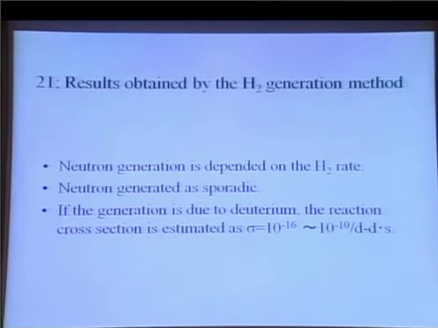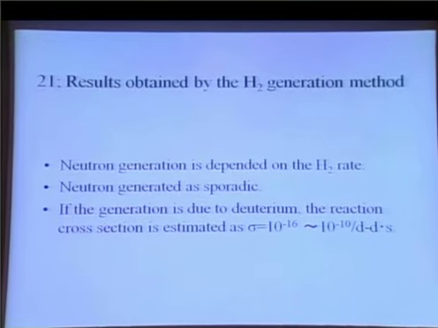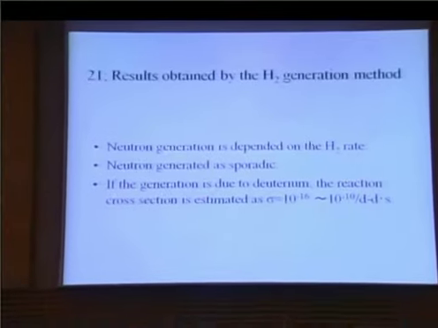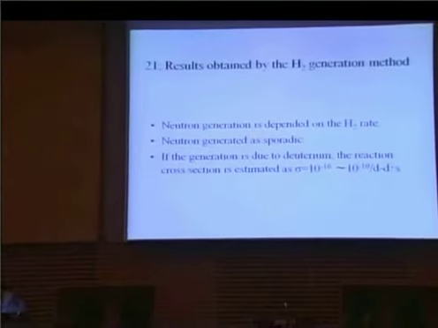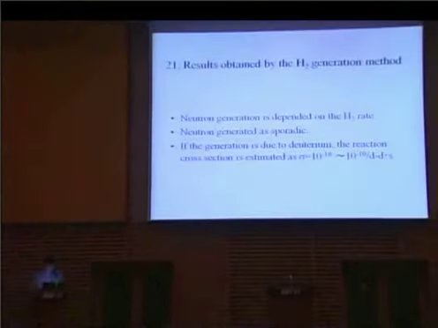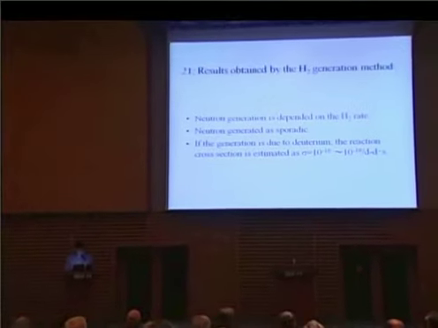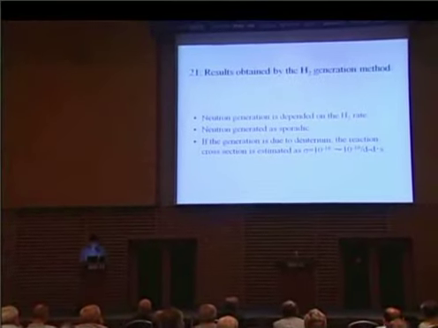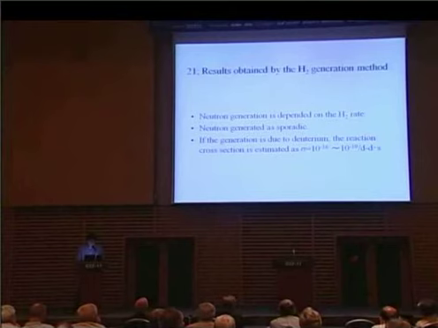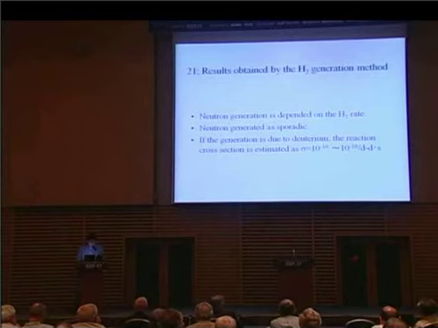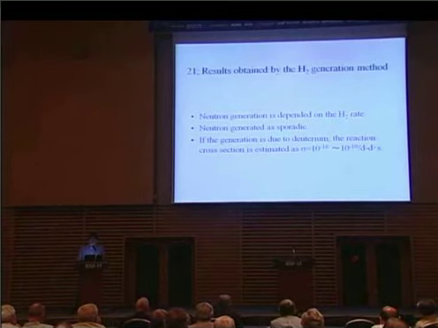We confirm weak neutron emission by the reaction of water decomposition on a reactive material. The reaction rate is related to the amount of the water decomposition. If we assume that the reaction occurred by two deuterium atoms, the reaction probability can be estimated as from 10 to the minus 16th to 10 to the minus 10th per deuterium pair per second.